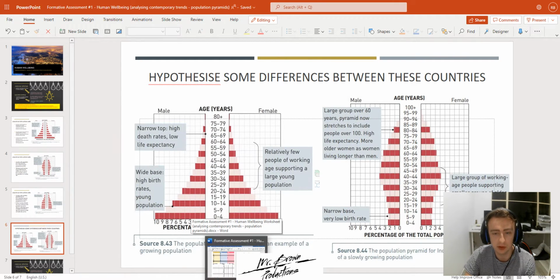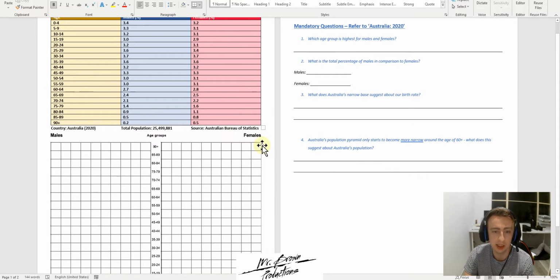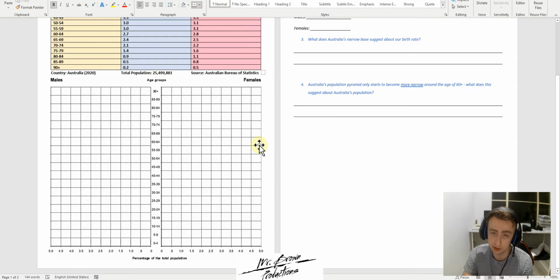What I want you guys to do now is this sheet would have been attached to your Google Classroom. Now you've got two options on how to record this. If you have a printer at home, you could print this out and glue it into your book and work from it. That would be great. If you don't have a printer, that's absolutely fine. What I'd like you to do instead is, again, you've got two options.